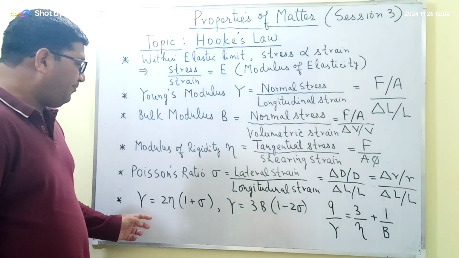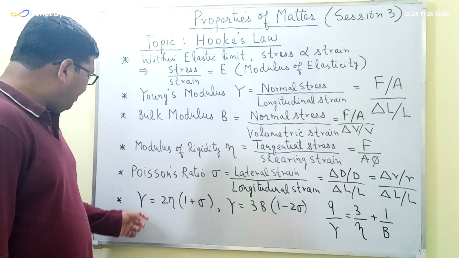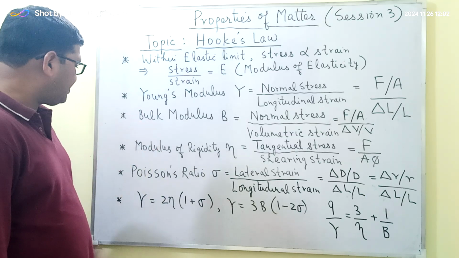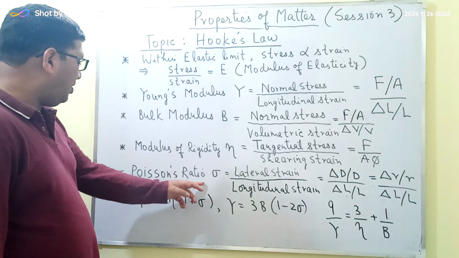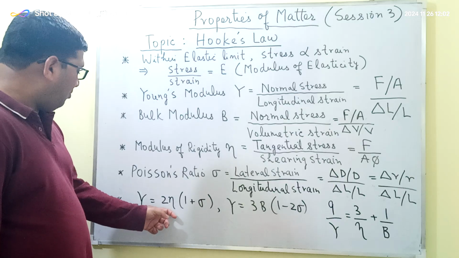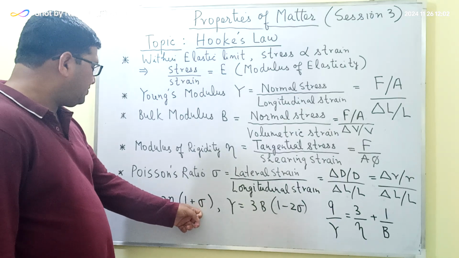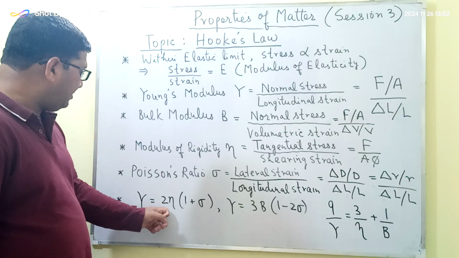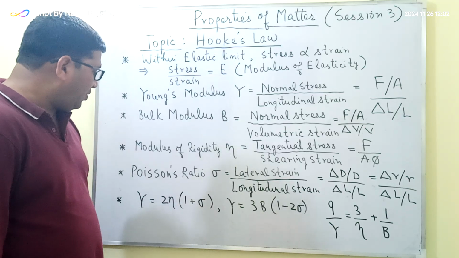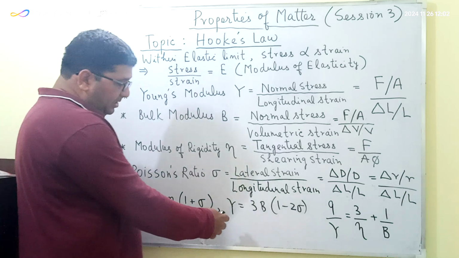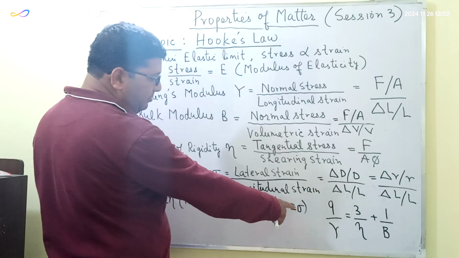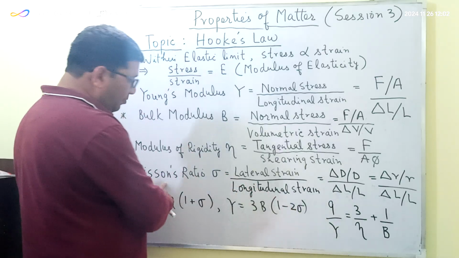Now there are 3 important relations between the different types of the modulus of elasticity and the Poisson's ratio. So first one is the relationship between the Young's modulus, the modulus of rigidity, and the Poisson's ratio. So Y is equal to 2 times the modulus of rigidity in bracket 1 plus sigma, where sigma is the Poisson's ratio. Second important relation is that Y is equal to 3 times the bulk modulus in bracket 1 minus 2 times sigma, where sigma is the Poisson's ratio.